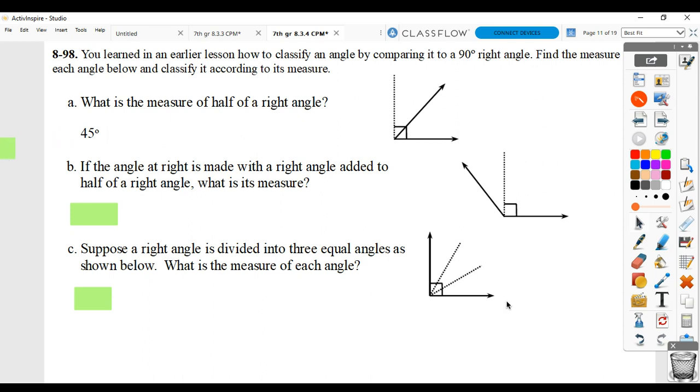And then if you take a right angle and add it to half a right angle, in other words, what would this total angle measurement be? Well, 90 plus 45 would be 135. And then if you took a right angle and divided it into 3 equal angles, each angle would be 30 degrees. 90 divided by 3 would be 30.